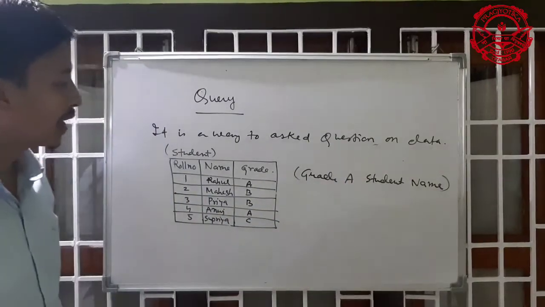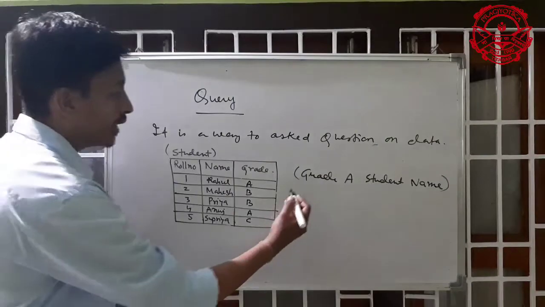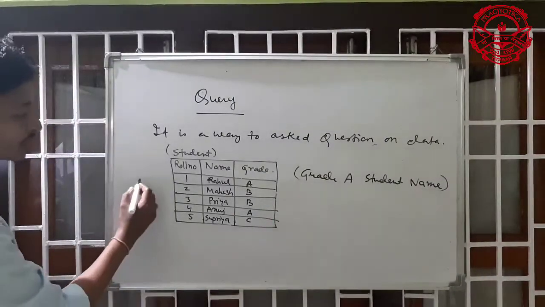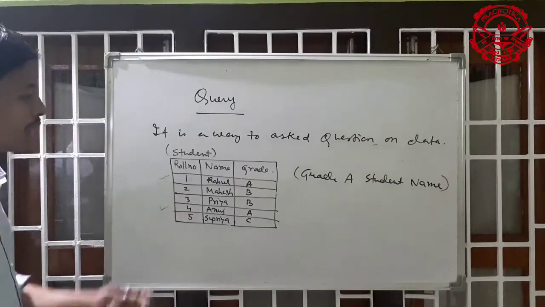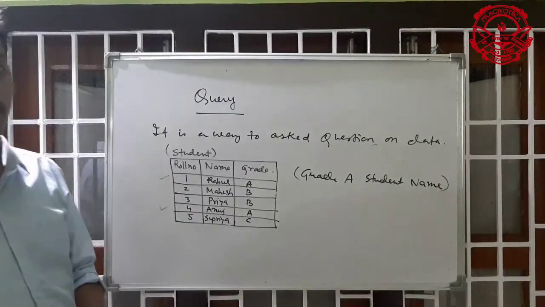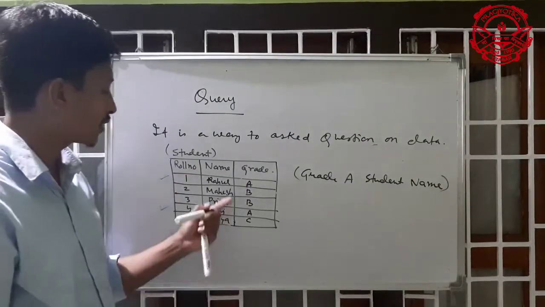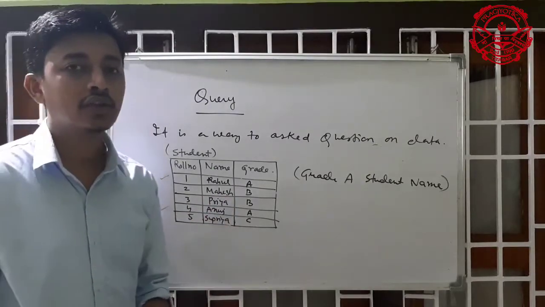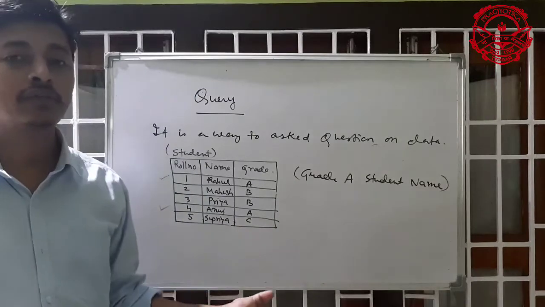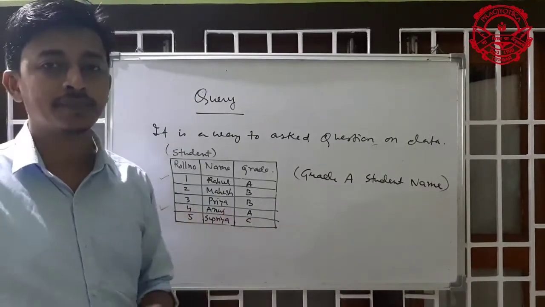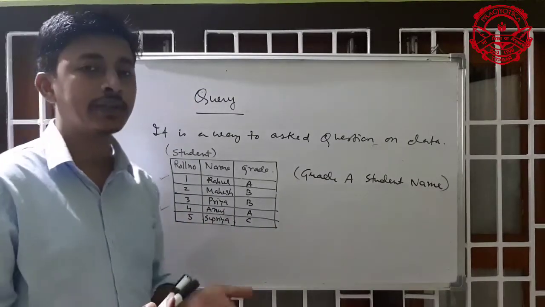That's why a query is so important. In this case, we can get the information: roll number 1 and roll number 4, means Rahul and Anuj, who got the grade A, and the rest are B, B and C. So in this way we can create a query, and after that we will get the information easily. So this is called a query.